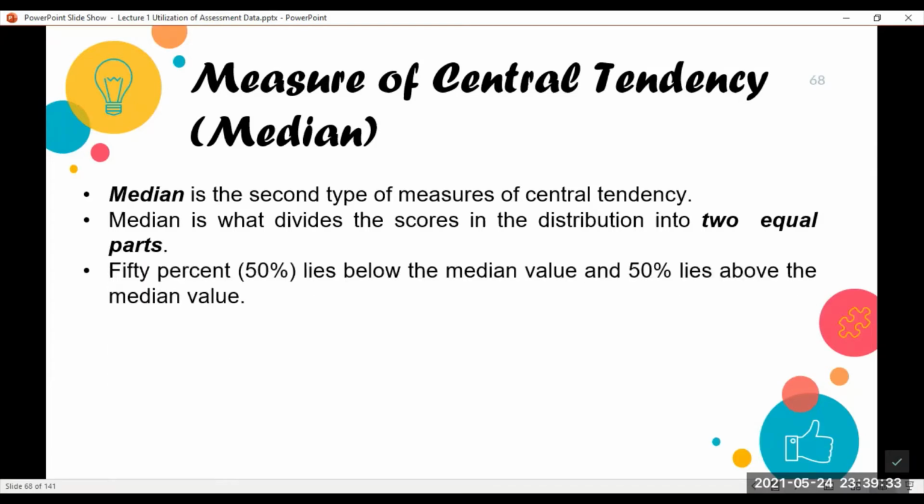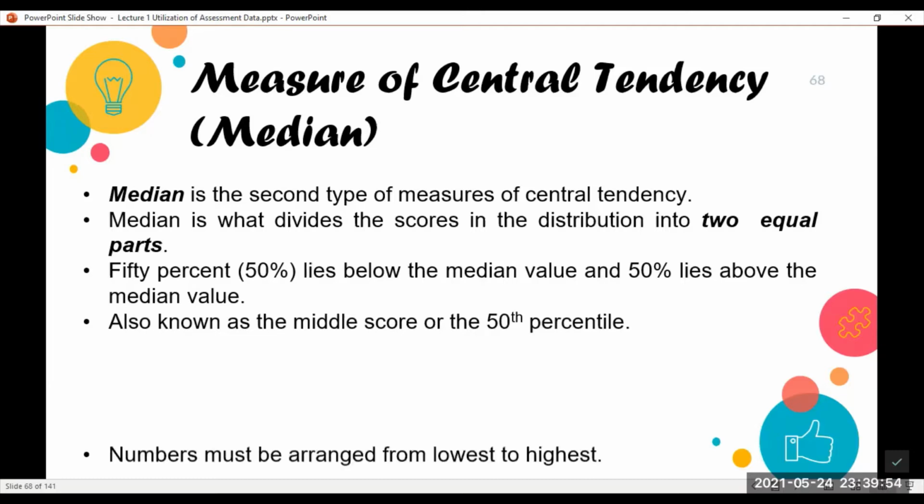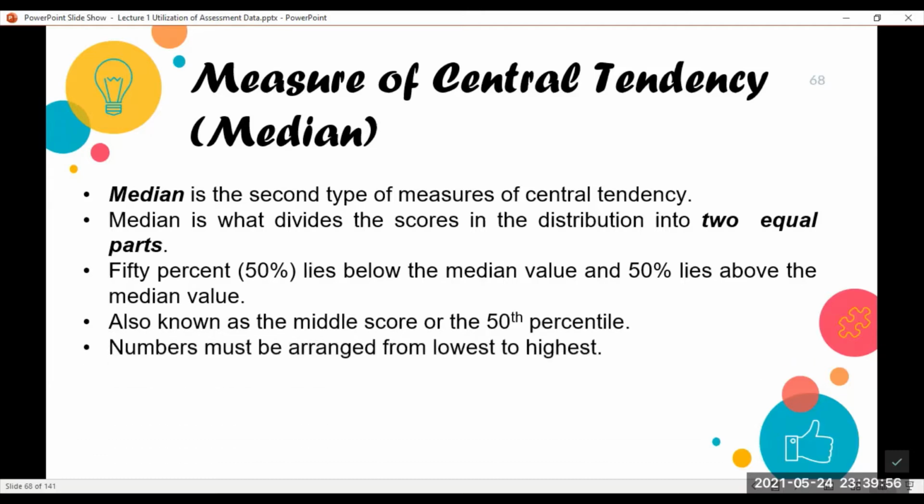Okay, this one, 50% lies below the median value, because of course we'll be getting a value here and we call it the median value. And according to here, 50% lies below the median value, and then 50% lies above the median value. And it is also known as the middle score or the 50th percentile. Okay. And the numbers must be arranged from lowest to highest.